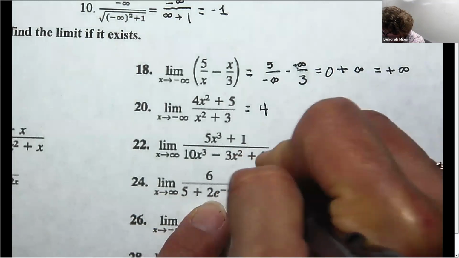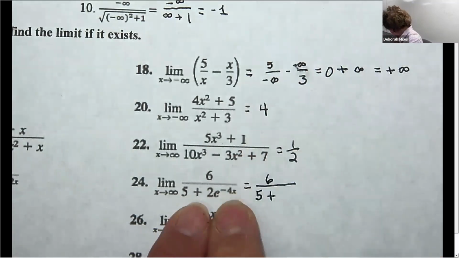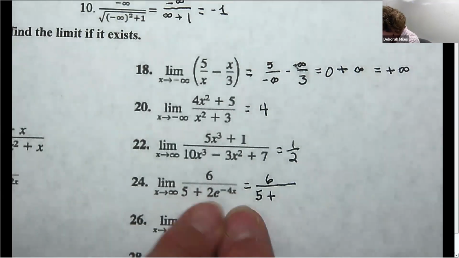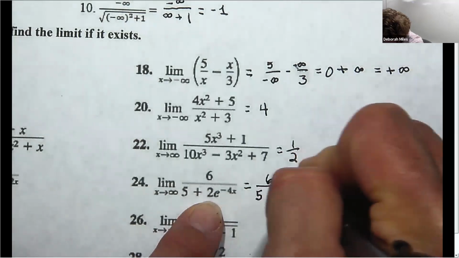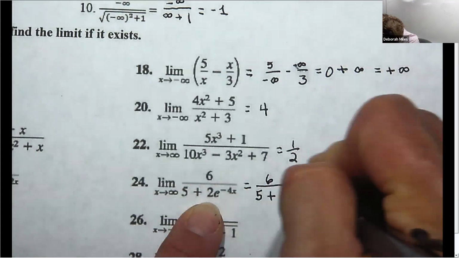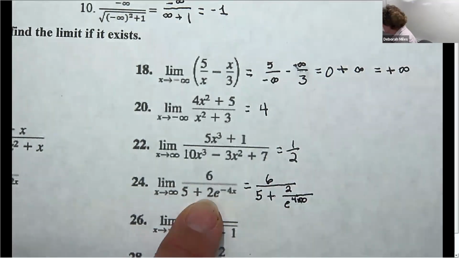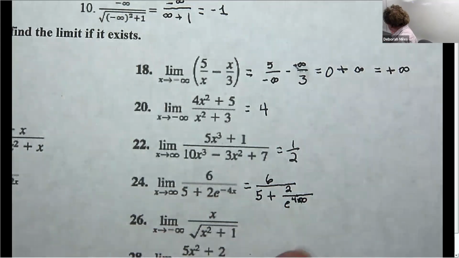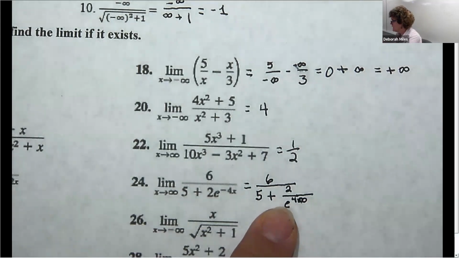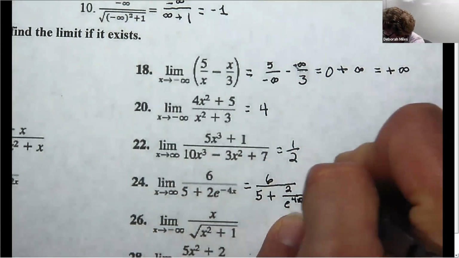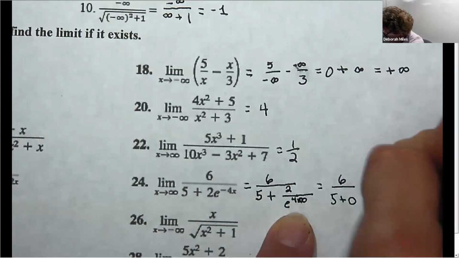You're thinking about this last term in the denominator. What we did in those first 10 examples I made up was when we had e to a negative, we put it in the denominator. E to the infinity is still infinity. What's e to the infinity? Infinity. And what is 2 divided by infinity? That's 6 over 5 plus 0, or just 6/5.